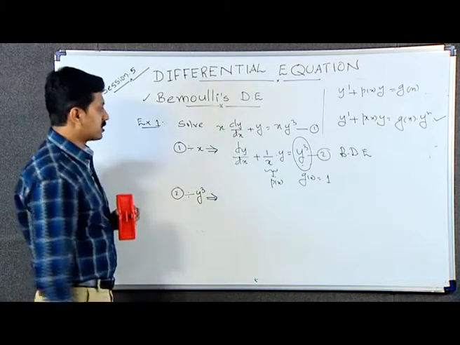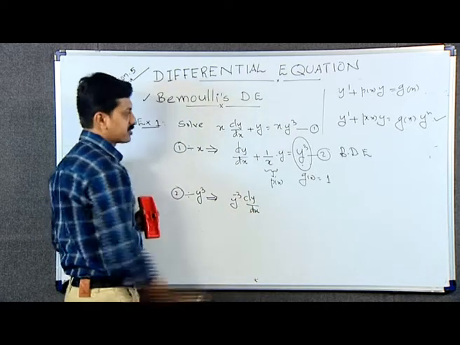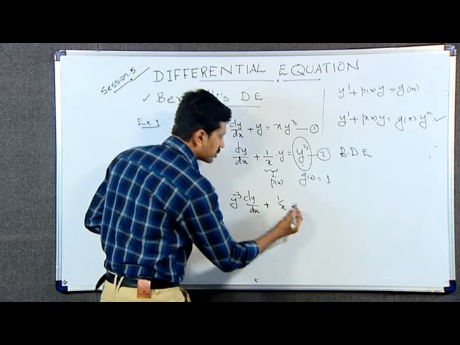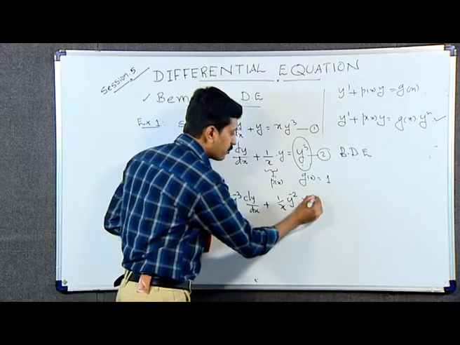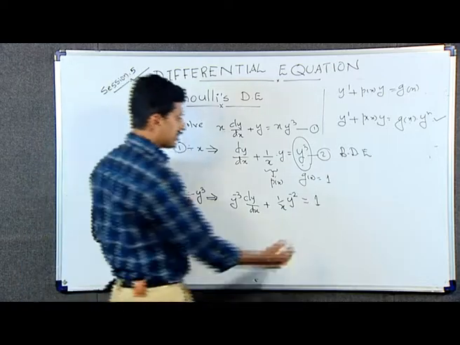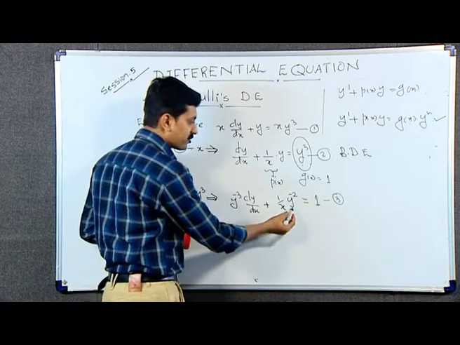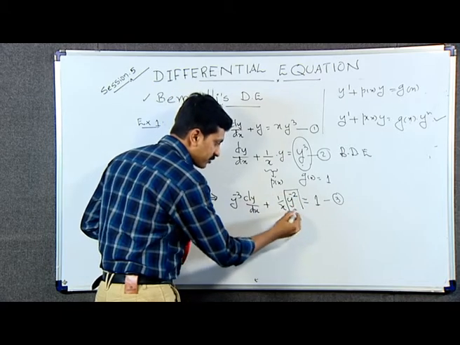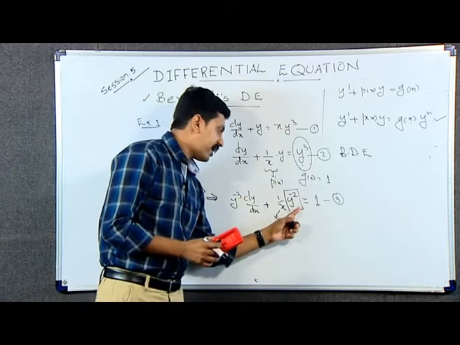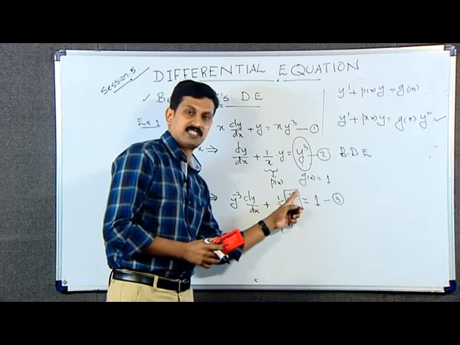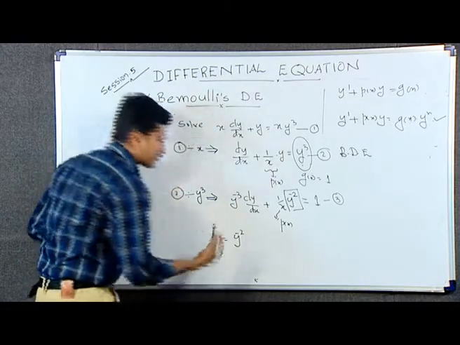What will happen? This is equal to y raised to minus 3 in the first part dy by dx plus 1 by x into y divided by y cube, that is y raised to minus 2, is equal to y cube divided by y cube is equal to 1. This is equation number 3. I am taking that as equation number 3, and we have to substitute for z. In our method, the term of y with p of x, we are substituting for z. That is why we can substitute z is equal to y raised to minus 2.